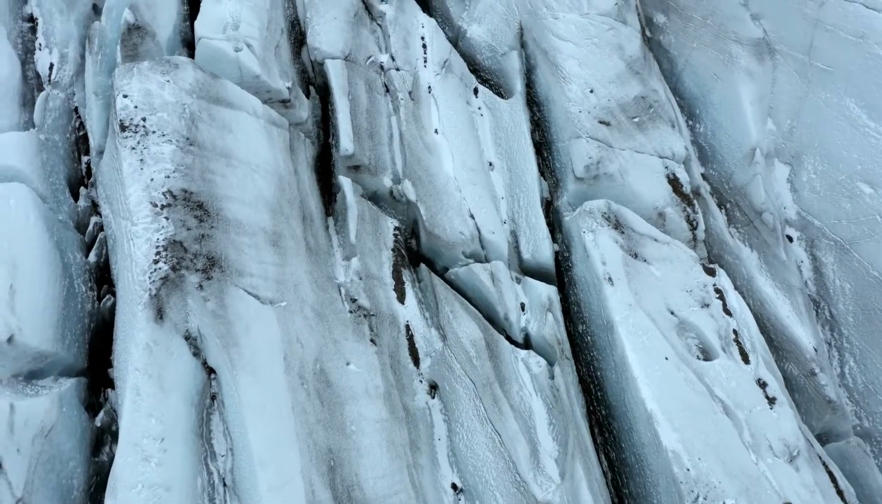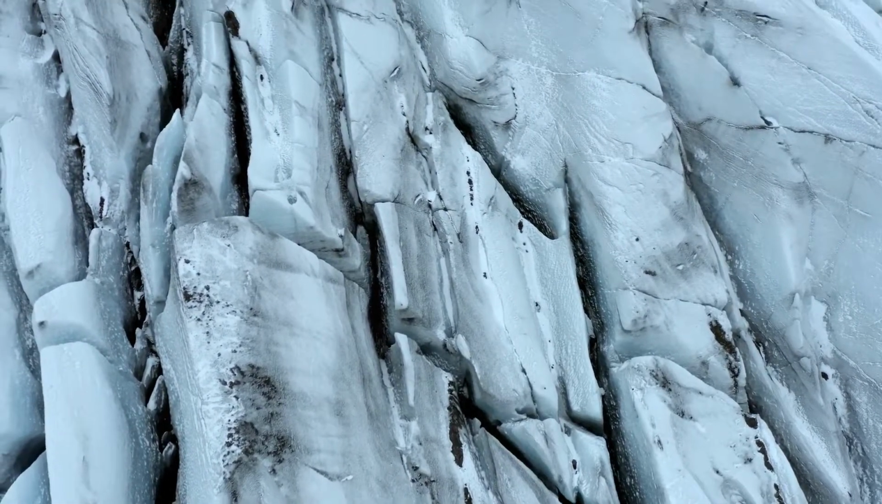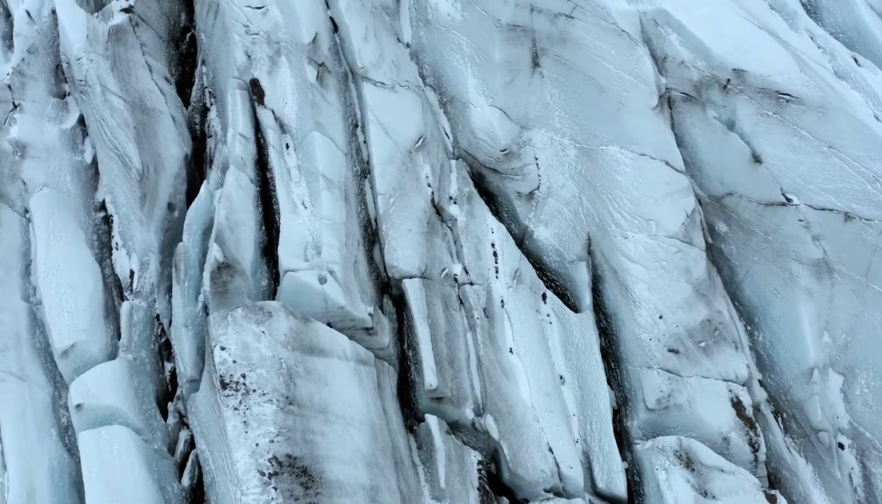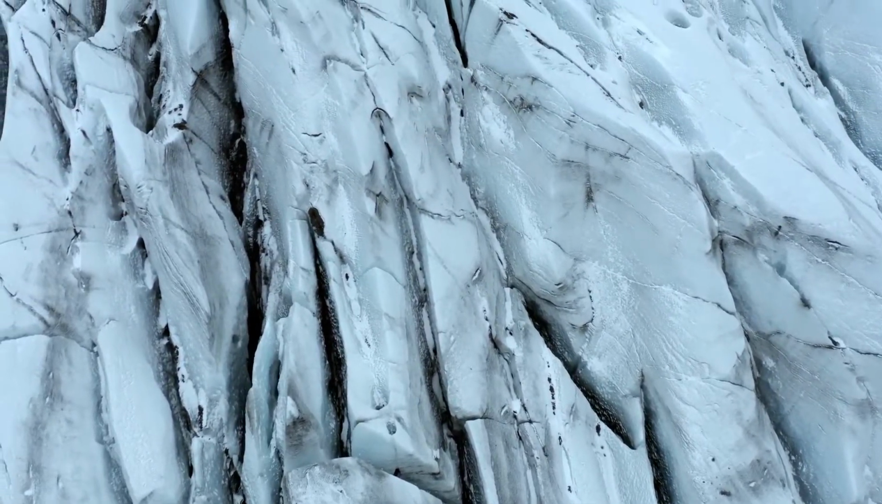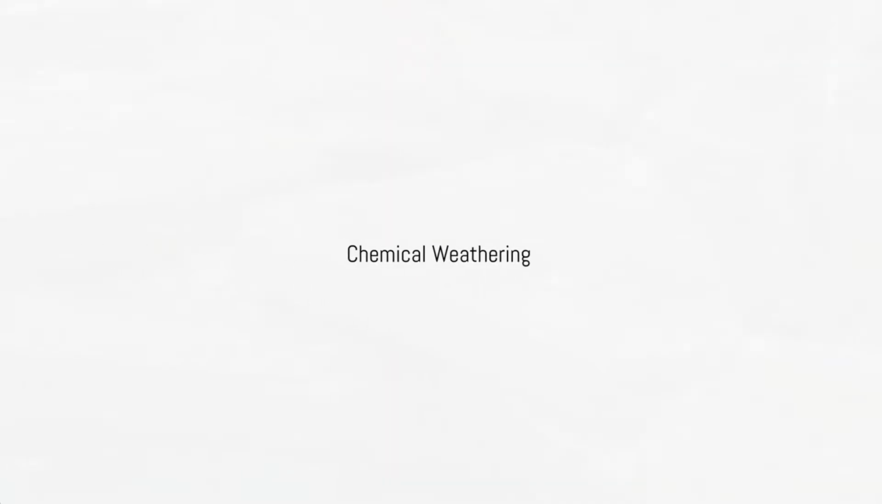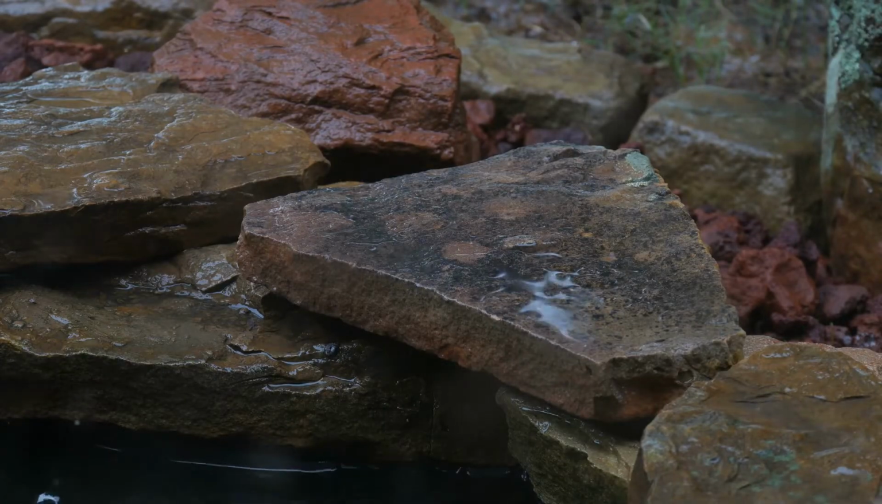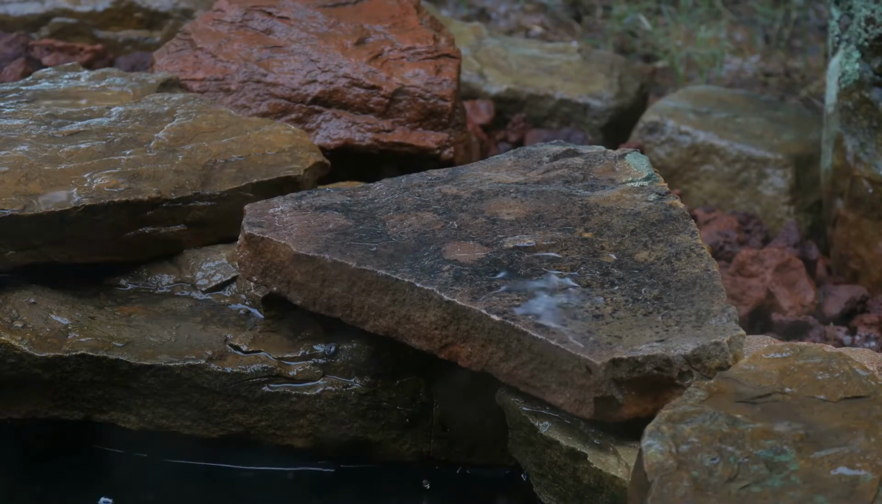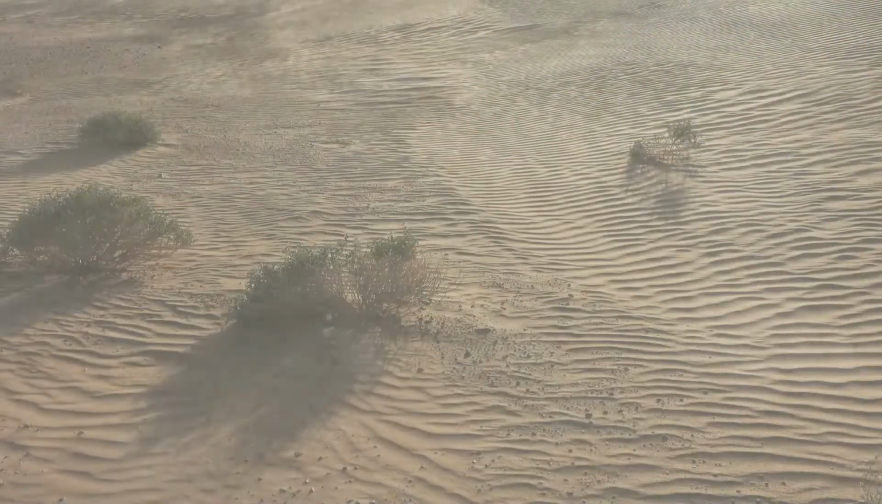Imagine a rock sitting in a river for years. Over time, the flowing water can wear it down and make it smaller. Ice can also break rocks apart when water seeps into cracks, freezes, and expands, making the cracks bigger and eventually splitting the rock. On the other hand, chemical weathering occurs when rocks are broken down because of chemical reactions, like when rainwater mixes with chemicals in the air and causes the rock to break apart.